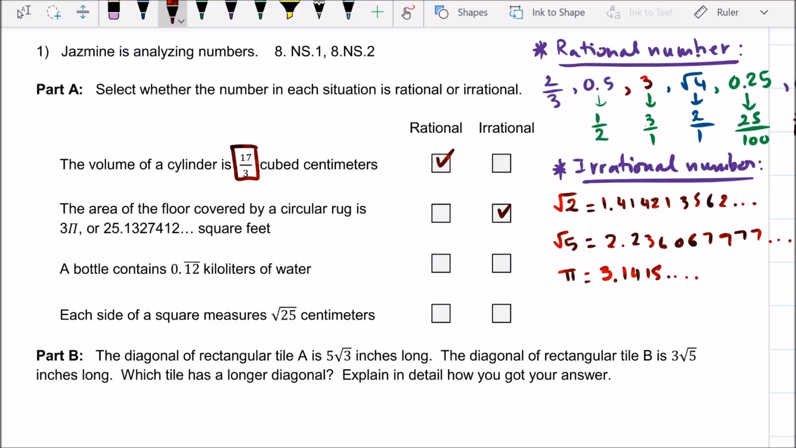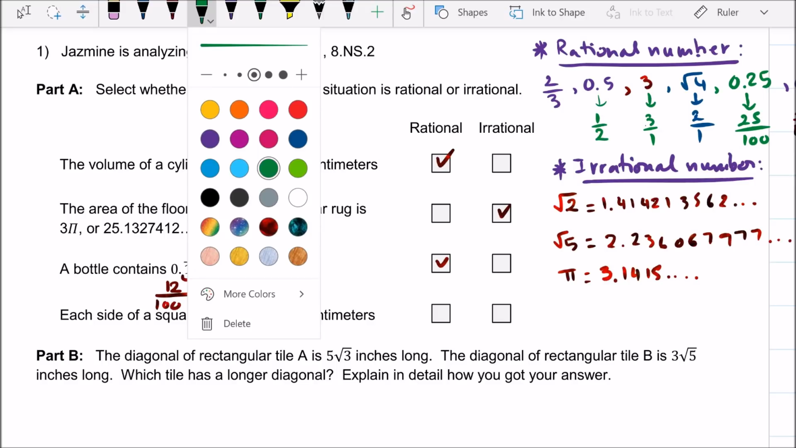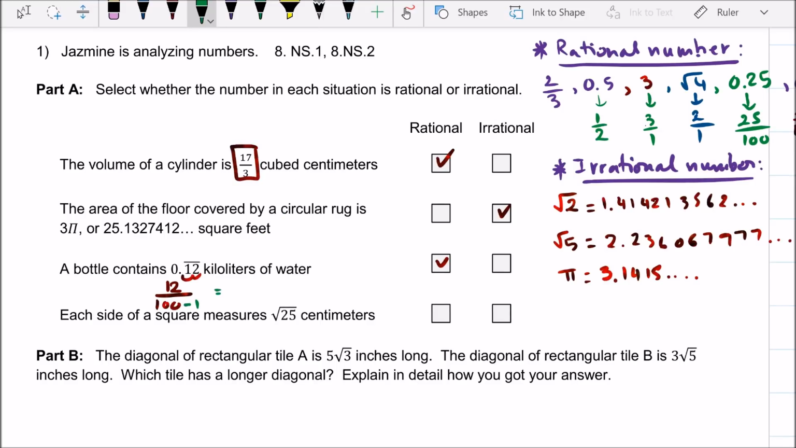The bottle contained 0.12 with the bar on top, which means 0.12 repeats forever, but it repeats in a pattern. So that will be a rational number. If I want to write this in fraction form, I move the decimal point 2 places. So 12 over 100, because we move it 2 places. And it's repeating, so you take away 1, 12 over 99. Then we can also reduce it by 3. That will give you 4 over 33. And since this can be written in fraction form, it's a rational number.